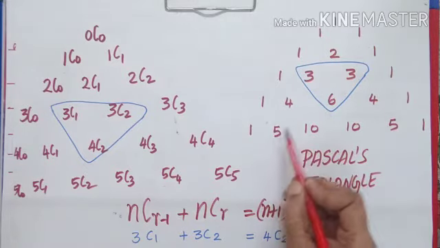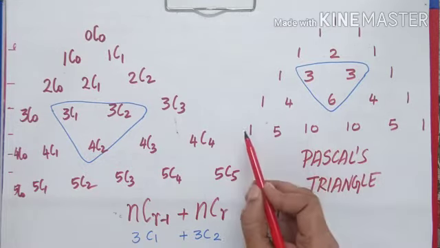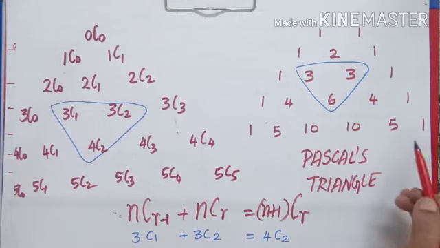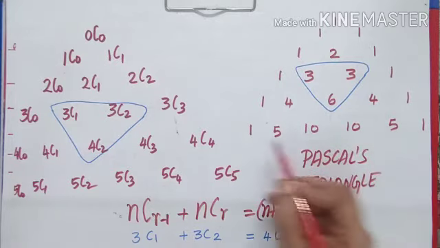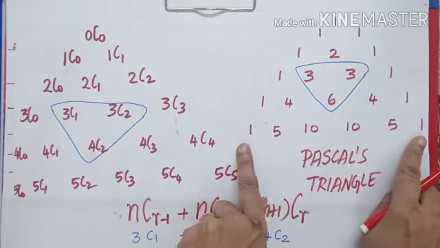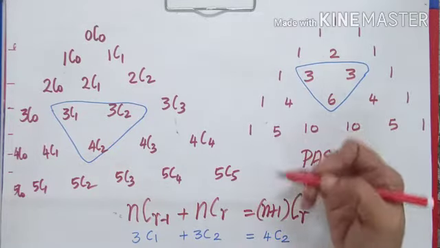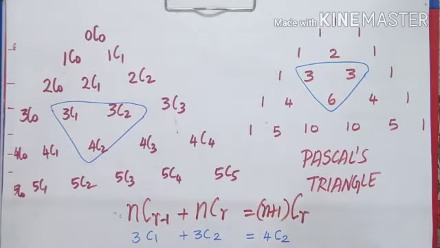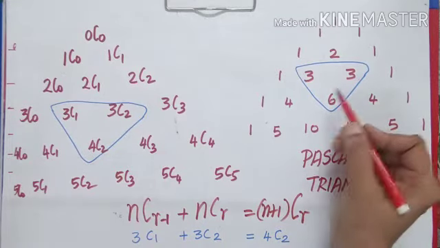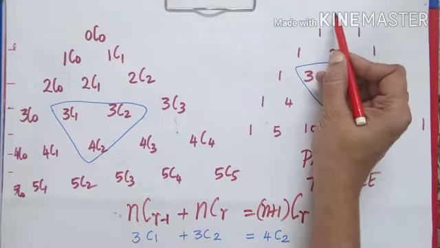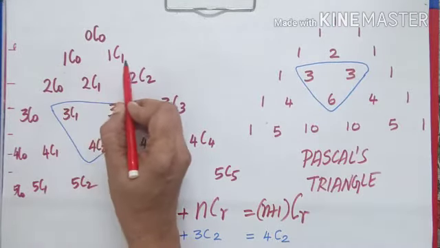See, 1 plus 4, 5. 4 plus 6, 10. 6 plus 4, 10. 4 plus 1, 5. So, every time 1 in the beginning, 1 in the ending. And I see from the beginning and from the ending, the numbers are the same. See, 1, 1, 5, 5, 10, 10. Same way, 1, 1, 4, 4, 6. So, hereafter, any number of lines you can keep on writing. How are these numbers actually coming? It is from the combination. The very first, 1 we write. The second row, 1C0, 1C1.